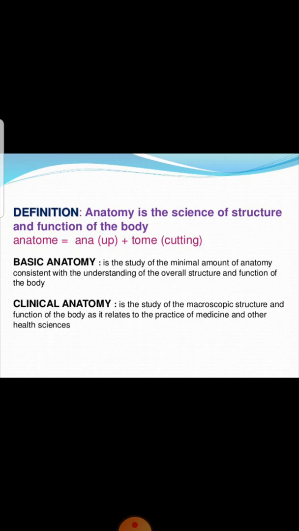Okay, next we have some other types of anatomy. Basic anatomy is the study of the minimal amount of anatomy consistent with the understanding of the overall structure and function of the body, while clinical anatomy is the study of the macroscopic structure and function of the body as it relates to the practice of medicine and other health sciences.